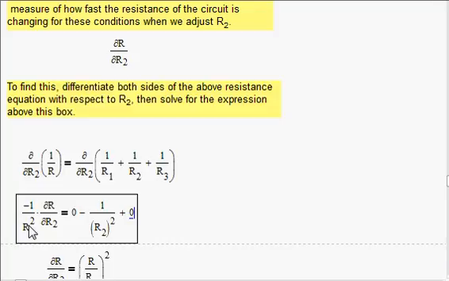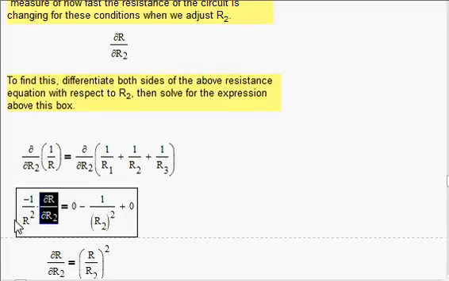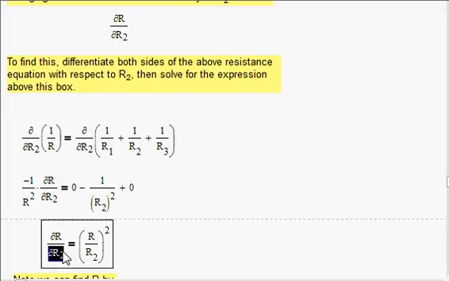And so we just need to solve this expression for this particular variable here, partial of R with respect to R2, and we multiply both sides by negative R squared, and we get the fact that the partial derivative of R with respect to R2 is R over R2 squared.